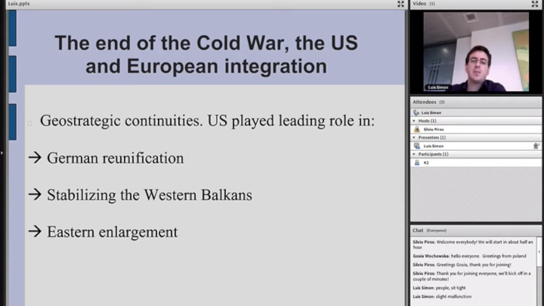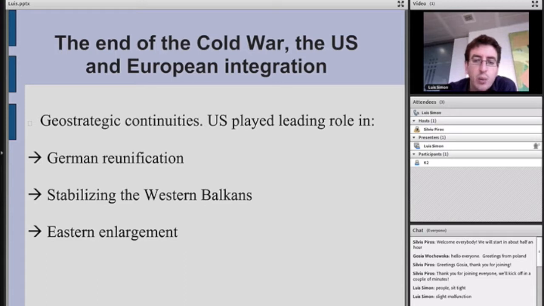But despite that fact, the post-Cold War period was actually characterized by important geostrategic continuities that kept the United States very much tied to developments on the European continent. In fact, I would say that throughout the 1990s, the U.S., not least through NATO, continued to play a pivotal position in the European international system. And I think this is clearly illustrated by the fact that the U.S.